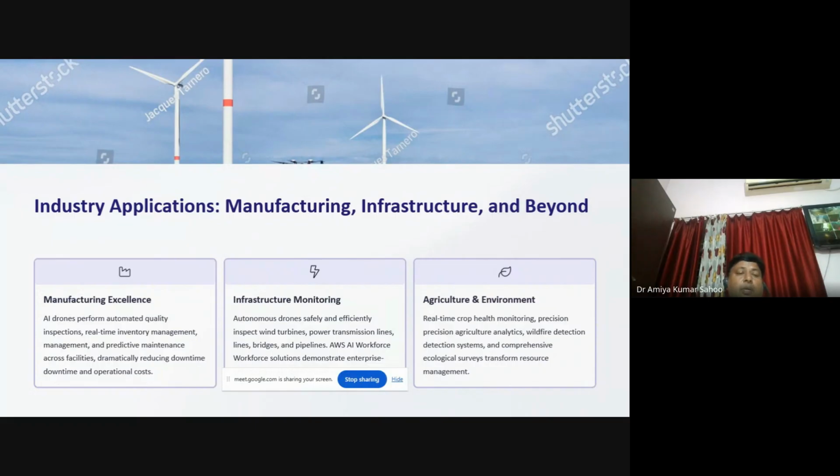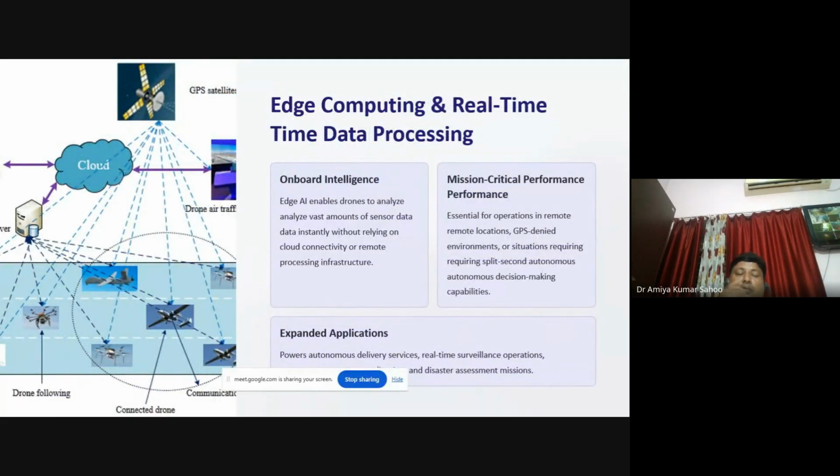Manufacturing excellence is also there. The AI drone platform provides automated quality inspections, real-time inventory management, and predictive maintenance across different facilities, dramatically reducing downtime and operational cost. This is related to industry applications.